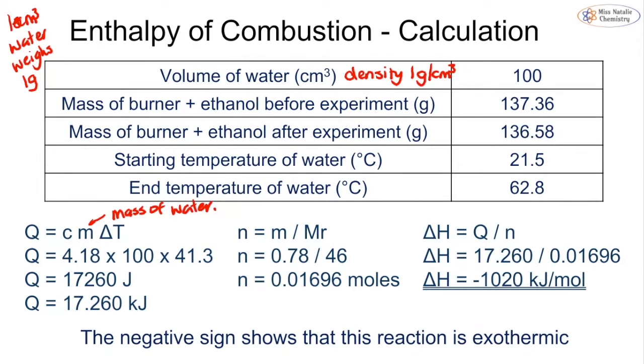c is always 4.18, and my ΔT here is simply going to be 62.8 take away 21.5, which gives me a value of 41.3. That's my temperature change. So I substitute all of that into my equation, and I get 4.18 times 100 times 41.3, and I get a value of 17260 joules. And then to turn that into kilojoules, I divide by 1,000. So your Q value will always be in joules, and then you convert it into kilojoules.